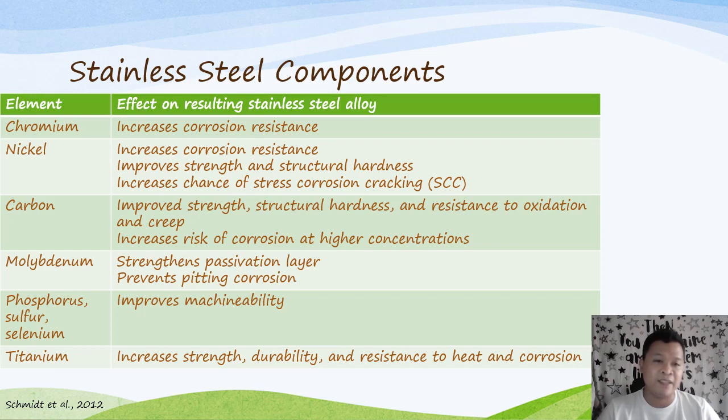Molybdenum, on the other hand, strengthens the passivation layer, which is something that prevents pitting corrosion, especially when you are dealing with repeated cleaning with acids or using acidic foods.